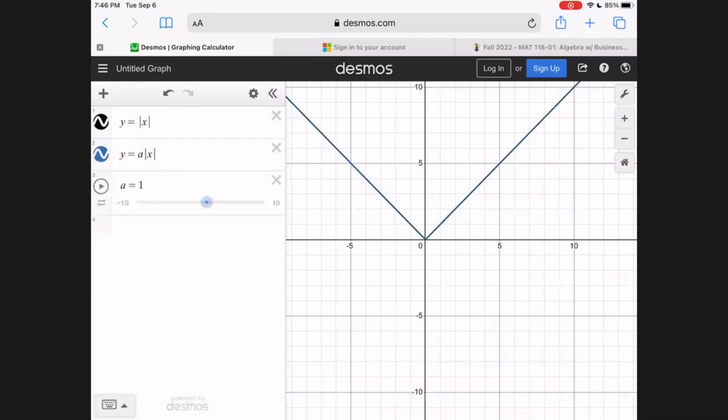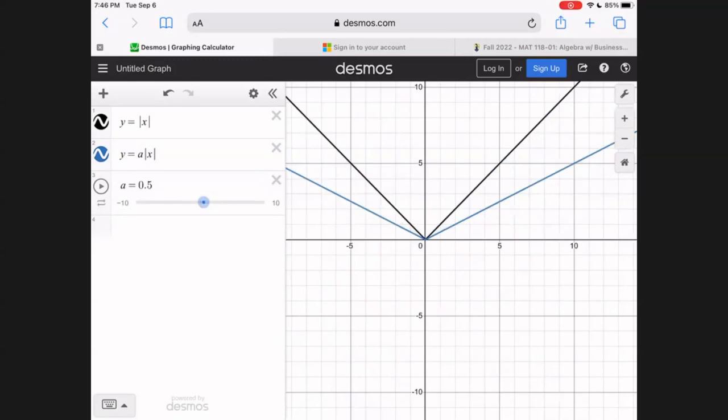I can add a slider. So when A is 1, it looks the same, right? Well, what happens? You see that as A gets larger, it's having a more stretching thing, and vice versa. So if we made it a -1, it looks like it's reflected over that. Okay, and you'll notice what happens when A is between 0 and 1. It looks like it's being smushed. So that's a vertical shrink.